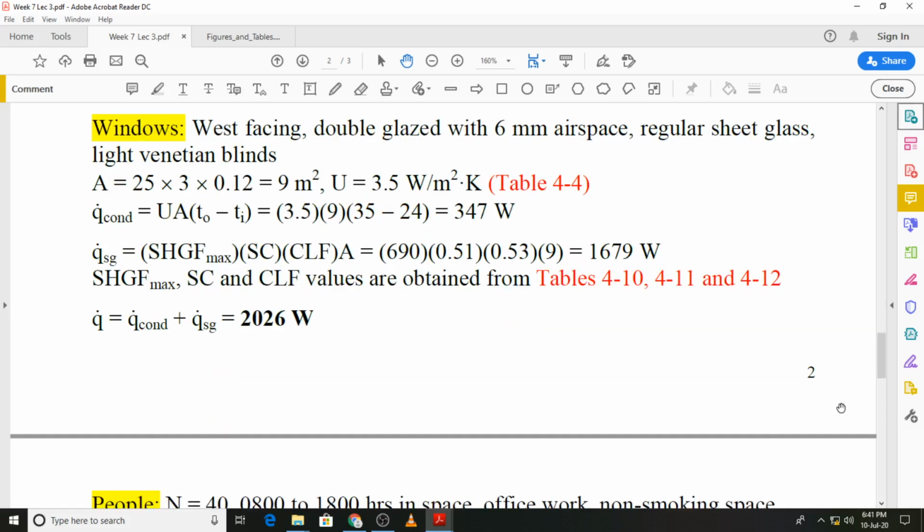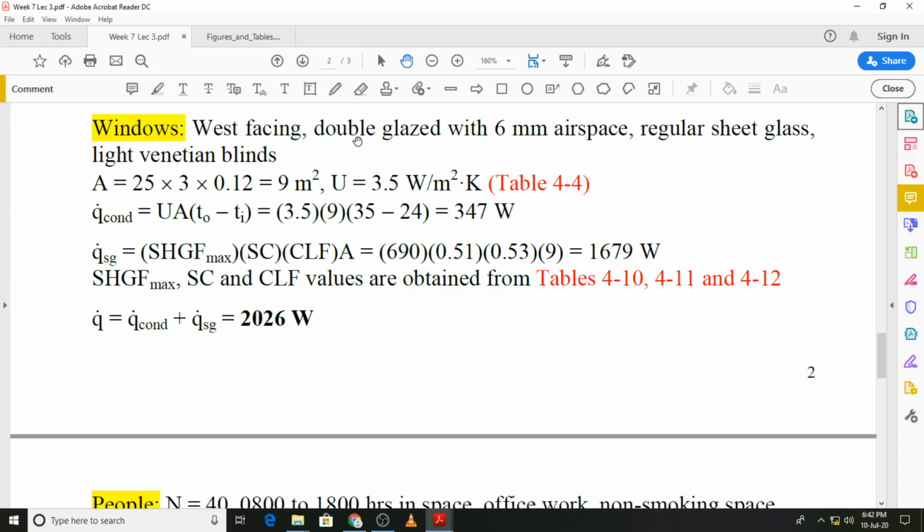Okay. So when we refer to those tables, the information that we have for windows is again the orientation, it's west facing. The construction of the window is double glazed with 6 mm airspace. When we say double glazed, it means there are 2 panes of glass with a 6 mm airspace between these panes. That construction will lead to reduced conductive heat gain, because it has a higher thermal resistance, and it also reduces the noise levels inside the conditioned space.